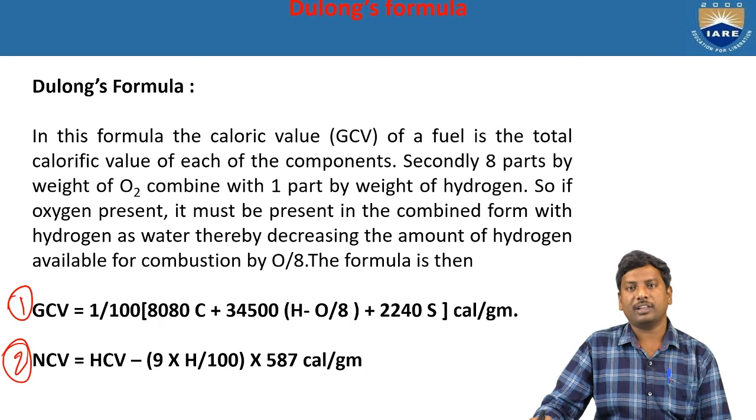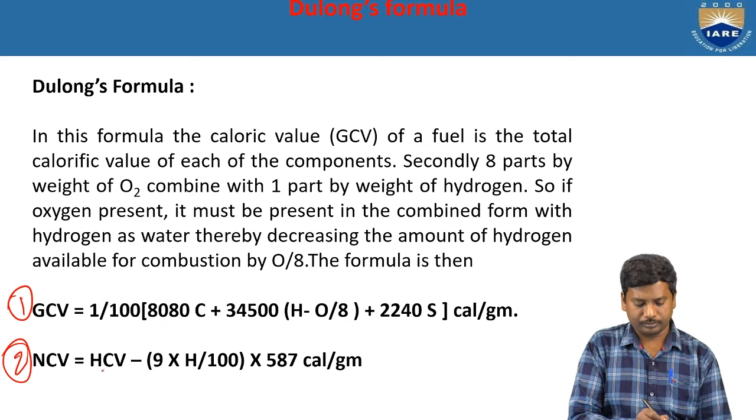The formula for the gross calorific value is 1 by 100 into 8,080 into percentage of carbon plus 34,500 into hydrogen minus oxygen by 8 plus 2,240 into sulfur, and the units are calorie per gram. Generally, for each and every energy, the units are calories, and it is measured per 1 gram of coal. That's the calorie per gram. And the second formula is for NCV, the net calorific value. So NCV is equal to HCV or GCV.